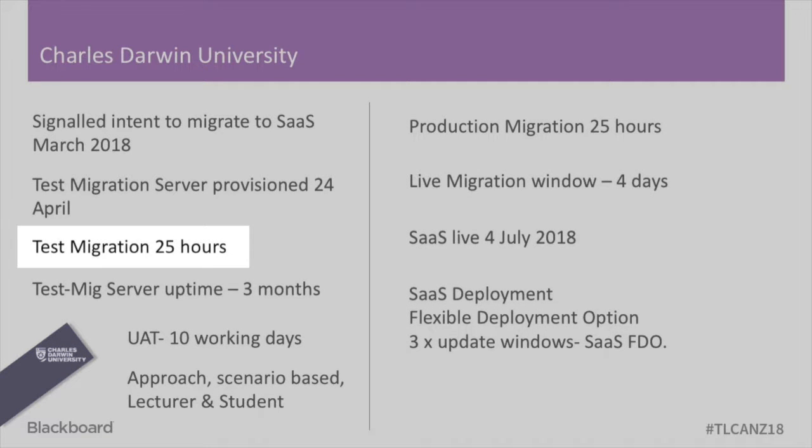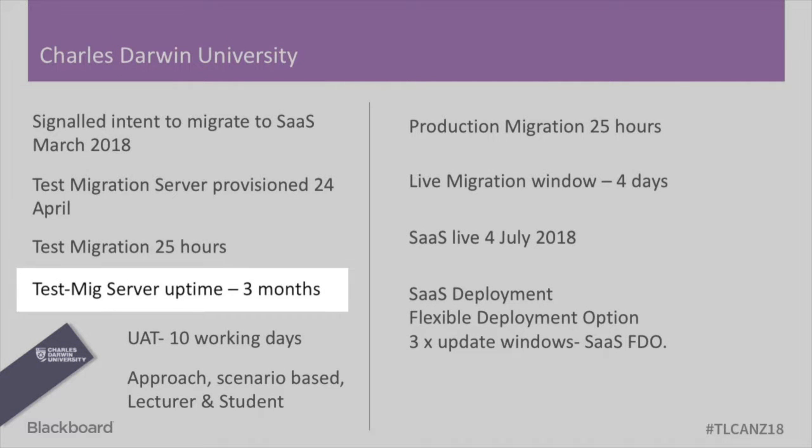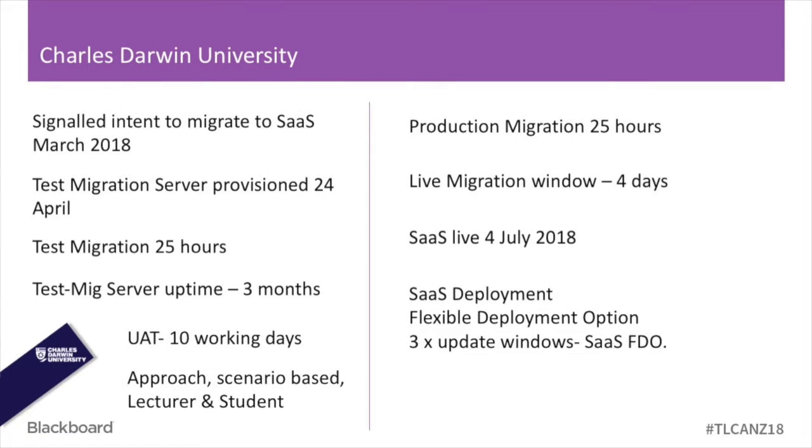It took 25 hours for our migration server to be cloned and all the data to be copied across from our managed hosting environment. We kept the test migration server up for a period of 3 months. Our UAT approach, I don't know about other institutions, but we do a ridiculously comprehensive UAT. We have a team of 8 staff, and each of those 8 spend a lot of time doing scenario-based or role-based user acceptance testing, from the student perspective and also from the staff or lecturer perspective. That took around 10 working days to be completed for our context.